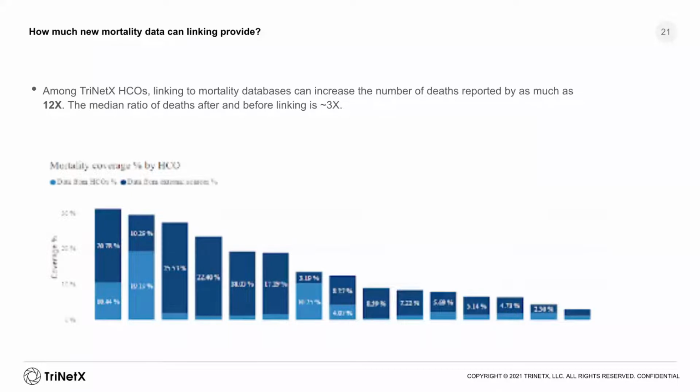Thanks, Maggie. So here at TriNetX, through our work with Datavant, we've already linked many TriNetX healthcare organization partners with mortality sources outside of their own EHR. Below, you can see a bar graph of an anonymous sample of 15 healthcare organizations and the results of linking mortality data, each bar representing a specific healthcare organization. The dark blue segments of each bar represent external mortality sources, and the light blue segments represent their own EHR mortality data. In our work with our TriNetX members, we've seen a median of 3 times as much mortality data when comparing before and after linking, with some HCOs showing as much as 12 times more death data.